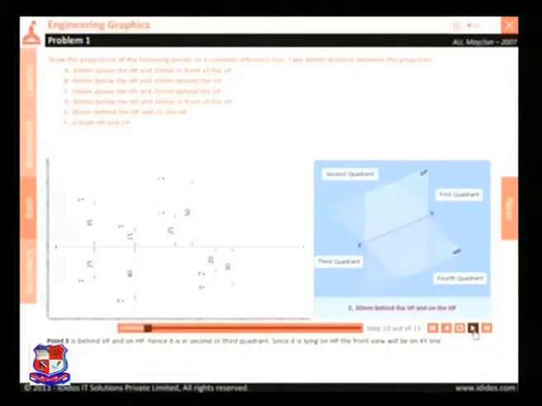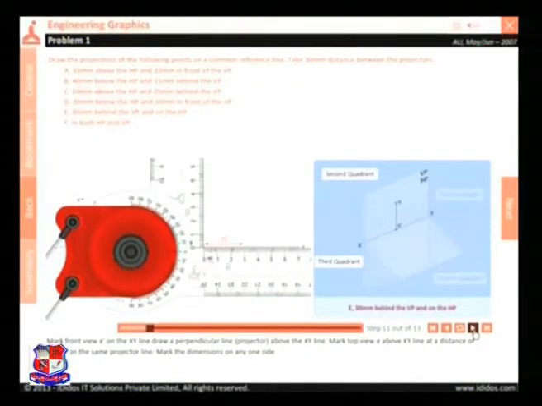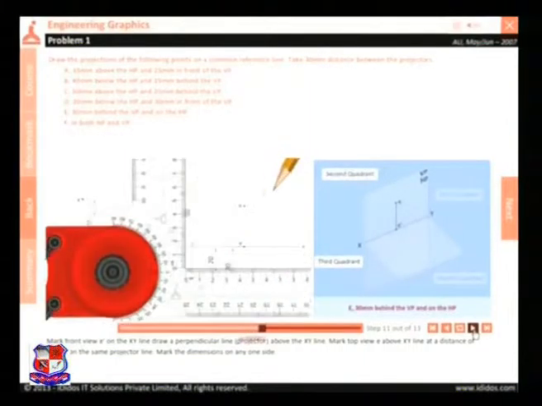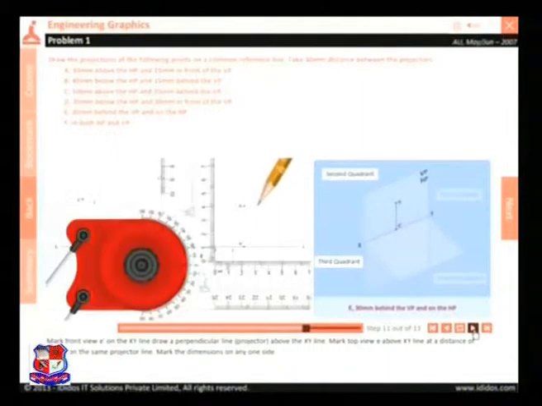Point E is behind VP and on HP. Hence, it is in second or third quadrant. Since it is lying on HP, the front view will be on XY line. Mark front view E' on the XY line, draw a perpendicular line projector above the XY line. Mark top view E above XY line at a distance of 30 mm on the same projector line. Mark the dimensions on any one side.